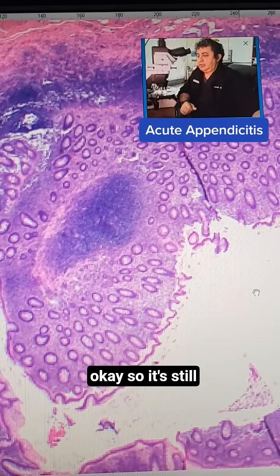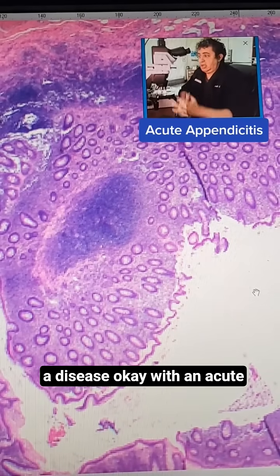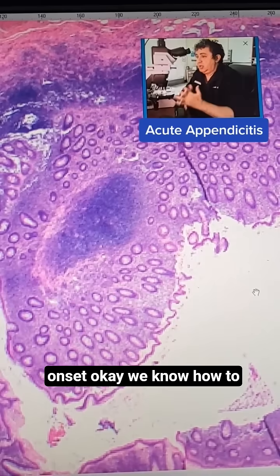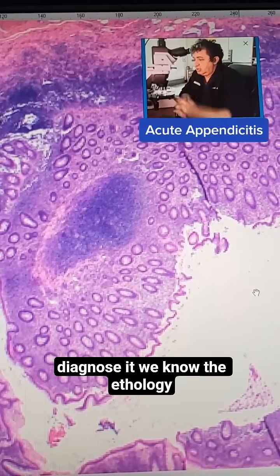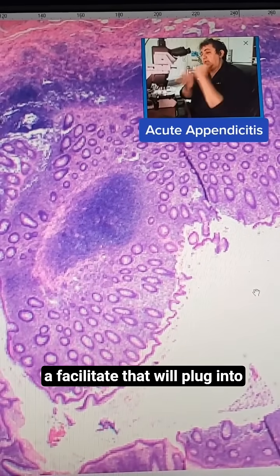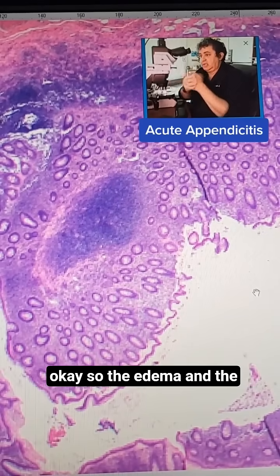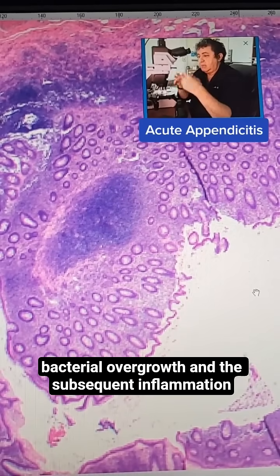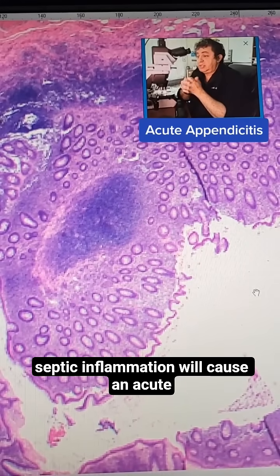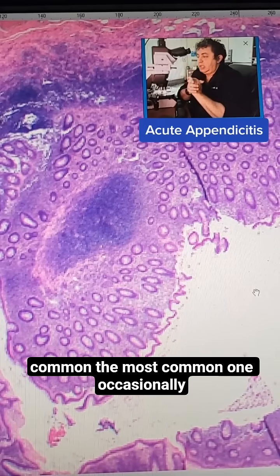Okay, so it's a disease with an acute onset. We know how to diagnose it, we know the etiology, that the etiology could be either bacterial or viral. In case of bacterial, the cause is usually a fecalith that will plug into the appendix and will obstruct it. So the edema and the bacterial overgrowth and the subsequent septic inflammation will cause an acute appendicitis, and this is the most common one.